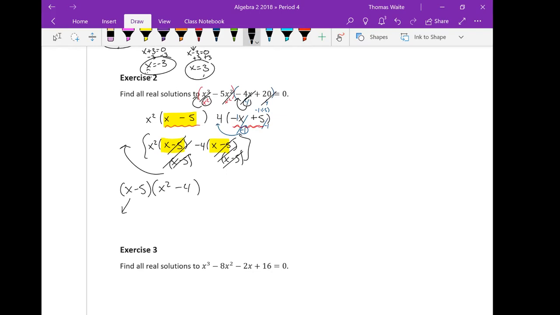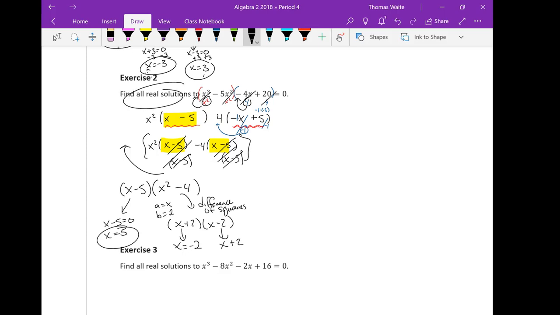This is a linear term. We can get a solution from it right away. X minus 5 equals 0, so that's x equals positive 5. The second one, again, this looks like a difference of squares to me. So if I look at that, my a is going to be, what times what gives me x squared? X. B, what times what gives me 4? 2. So this is going to split up into x plus 2 and x minus 2. And then I'm just going to get our solutions from that. X is negative 2 or x is positive 2.